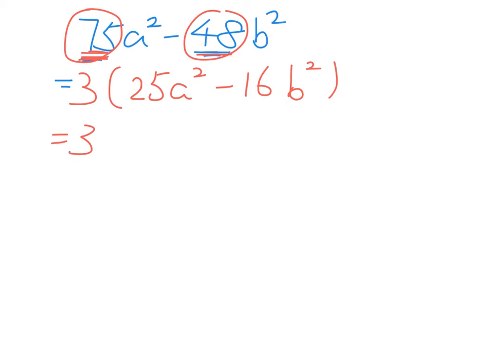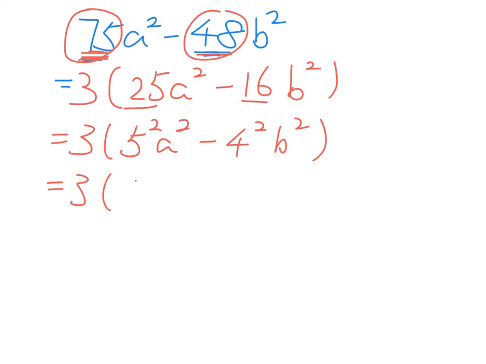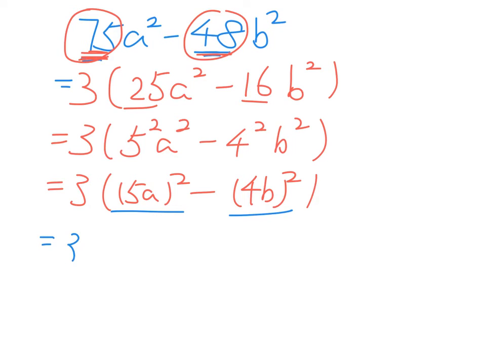Now, after you take out 3, you find that these two can become perfect squares. So 25 can become 5 squared, and 16 can become 4 squared. And then, of course, 5 squared times a squared you can group to become the square of 5a, and this one can become the square of 4b. As a result, you'll find that this is also the format of square minus square. And you know that for square minus square, that means you can break it down into 2 factors.